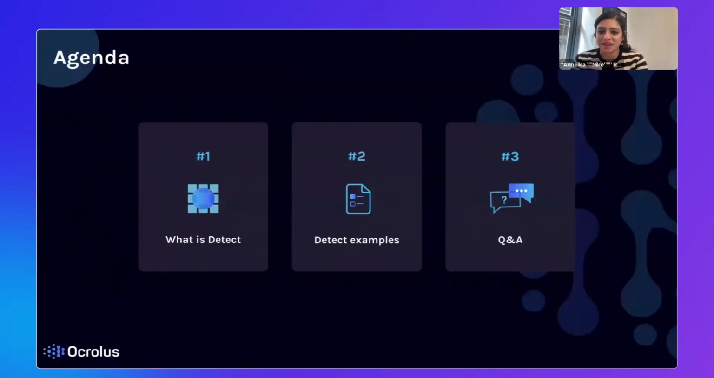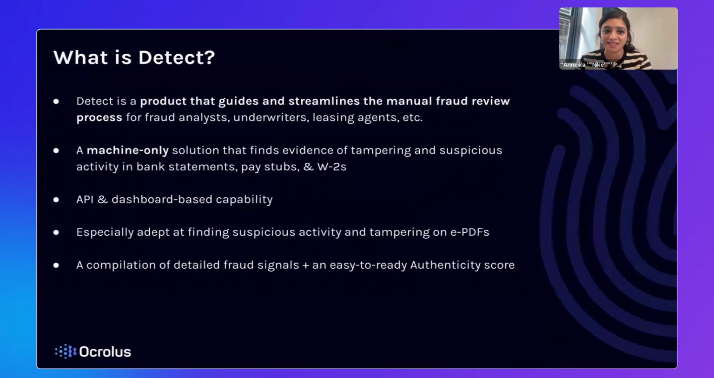So as we set up the product pulse, we are going to talk about what our Detect product is. We'll show you a couple examples, and I am going to start with very high level, what is Detect? So many of you may be familiar with our Detect product, and if this is your first introduction, I'm very pleased to tell you more about it. Detect is our solution that is intended to guide underwriters, fraud analysts, leasing agents, anyone really looking at documents manually to streamline their fraud review.